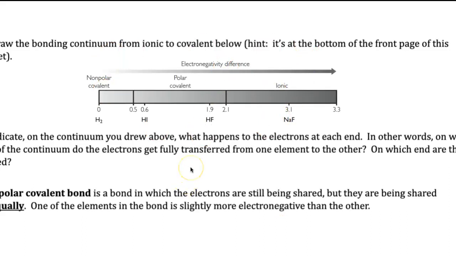On the continuum you drew above, what happens to the electrons at each end? Which end of the continuum do electrons get transferred from one element to the other? On which end are they shared? Well, if we remember the definition of ionic versus covalent, we would remember that on the right side where it says ionic, electrons in an element are being transferred, versus covalent bonds, we see the electrons are being shared. Write that down.